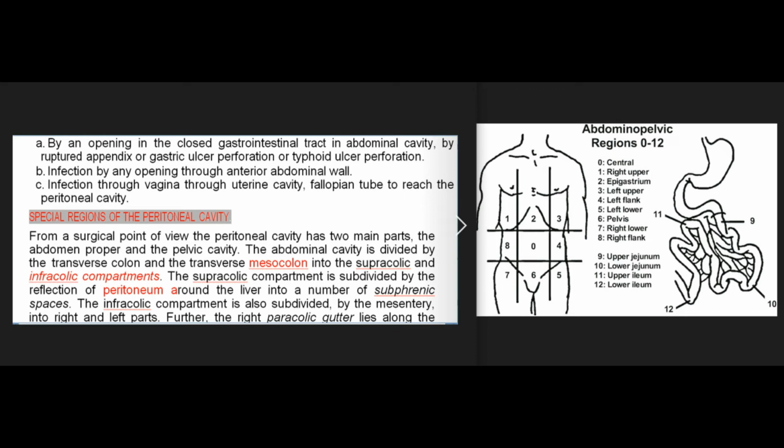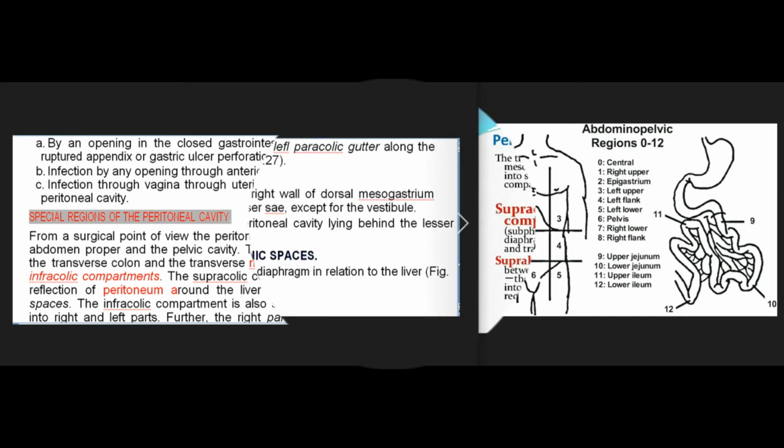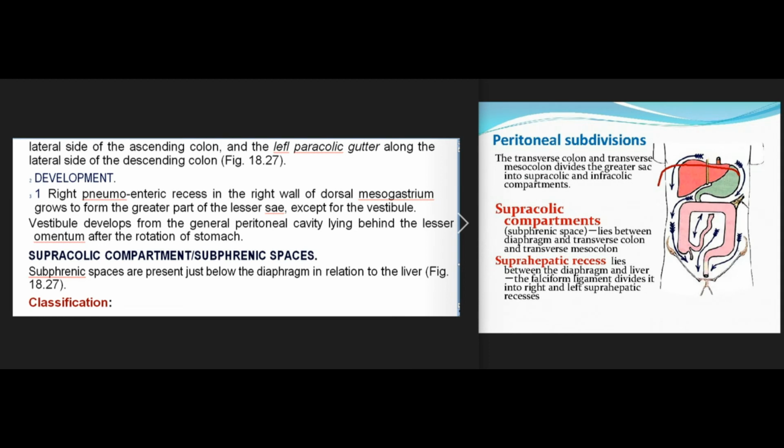The infracolic compartment is also subdivided, by the mesentery, into right and left parts. Further, the right paracolic gutter lies along the lateral side of the ascending colon, and the left paracolic gutter along the lateral side of the descending colon, Fig 18.27. Development: the right pneumoenteric recess in the right wall of the dorsal mesogastrium grows to form the greater part of the lesser sac, except for the vestibule.